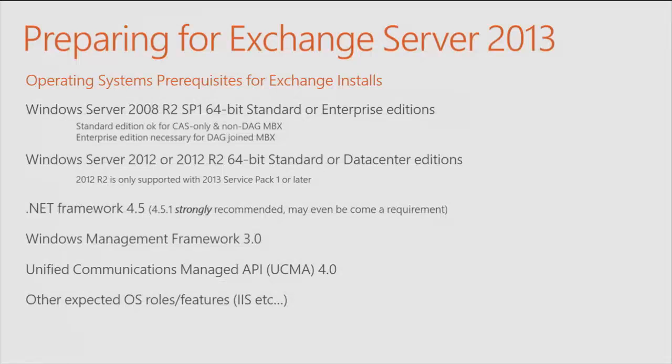Windows Management Framework 3, so you can get PowerShell 3 installed, as well as the UCMA 4.0 package. And like usual, there's a number of IIS features that you have to install as well for Exchange so that the mailbox role in 2013 will be able to serve up EAC, OA, everything that you might expect.